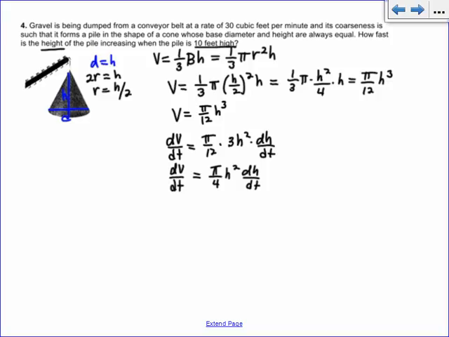So now we plug in what we know. We know that the pile is 10 feet high, so H is 10. We want to find dH over dt. What was dV over dt? Yeah, the 30 cubic feet per minute. And it's growing, right? So we have 30 equals pi over 4, 10 squared dH over dt.